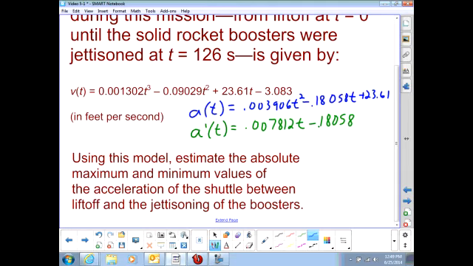Well, we always want to check at our critical values, which is where the derivative doesn't exist or where the derivative is equal to 0. This is linear, so it's going to exist everywhere. To see where it equals 0, we'll just put 0 in for a prime of t. And all we'll do is add over the 0.18 number and divide by the 0.007, and we'll get that t is equal to about 23.12 or so.